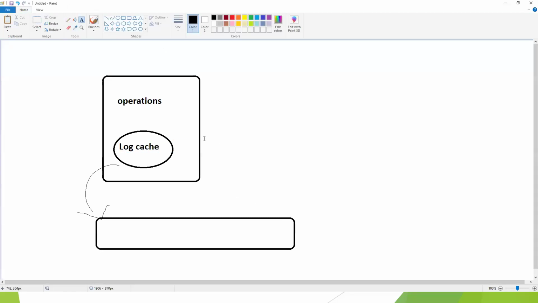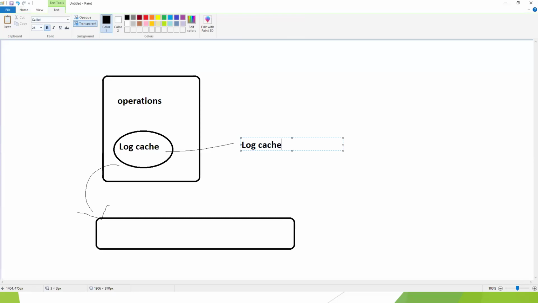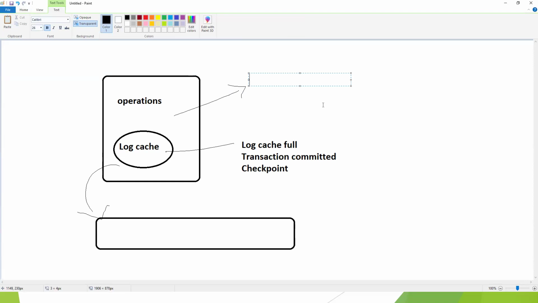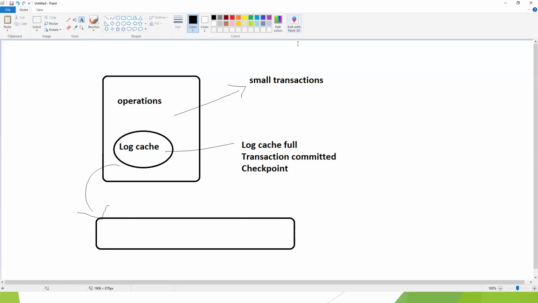And once the log cache is full, there are certain conditions I mentioned, right? One is the log cache is full, or the transaction is committed, or even a checkpoint. Now, let's say you have huge transactions like DML operations, and then very small transactions, let's say only a one-line transaction, which are immediately committing, very frequently.